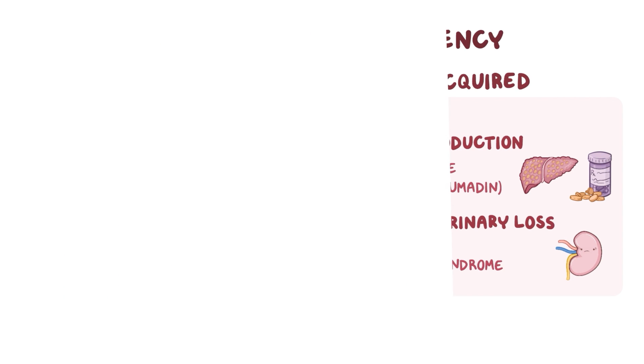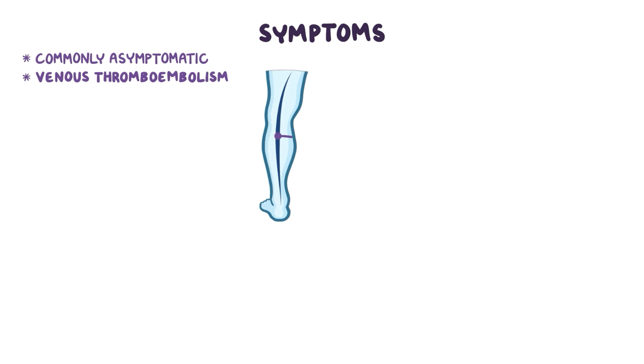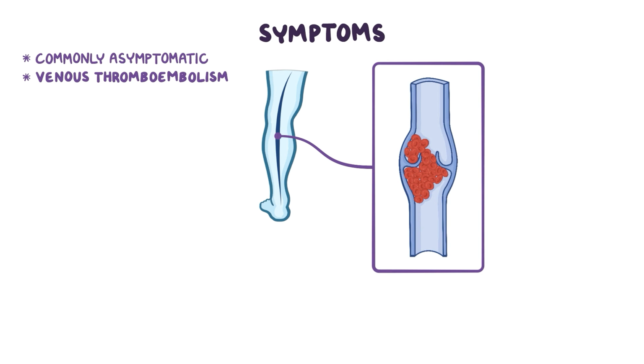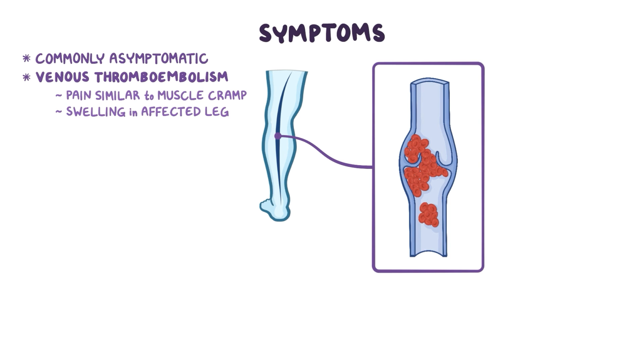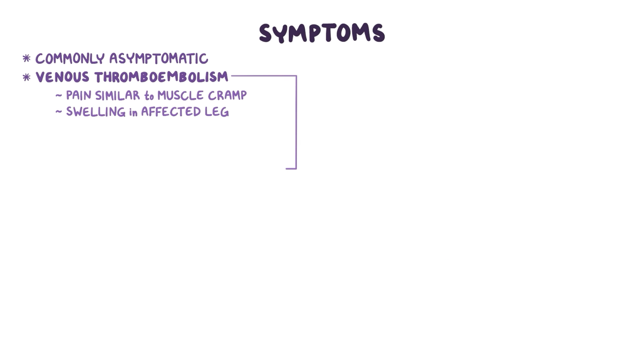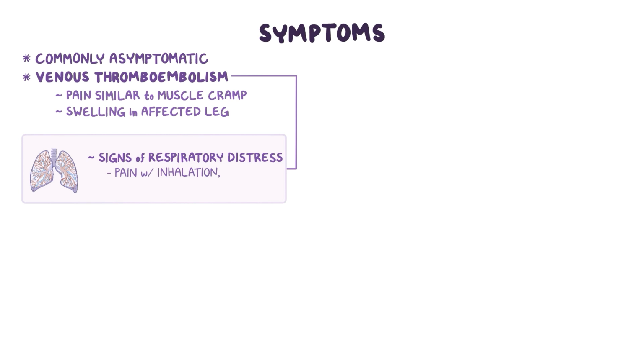Protein C or S deficiency is commonly asymptomatic, but symptoms arise when a venous thromboembolism develops. That's when a clot forms, usually in the deep veins of the leg, and then parts of the clot can break off and travel to other parts of the body. Symptoms of venous thromboembolism include pain similar to a muscle cramp and swelling in the affected leg. If a clot breaks off and travels to the lungs, there can be signs of respiratory distress like pain with inhalation, fast heart rate, and a fast respiratory rate.